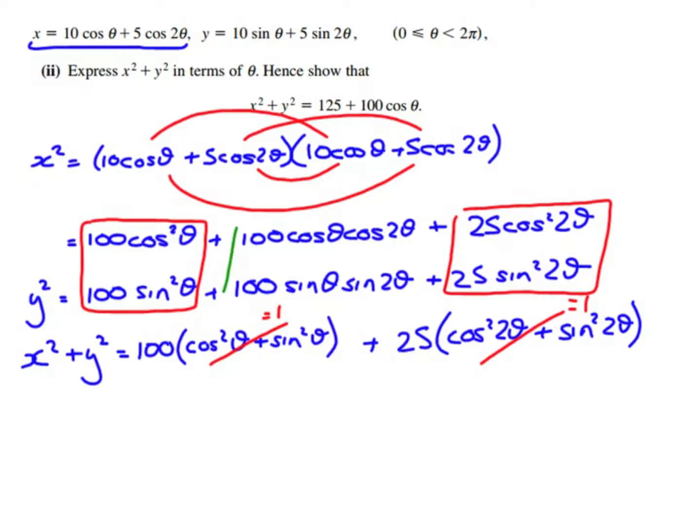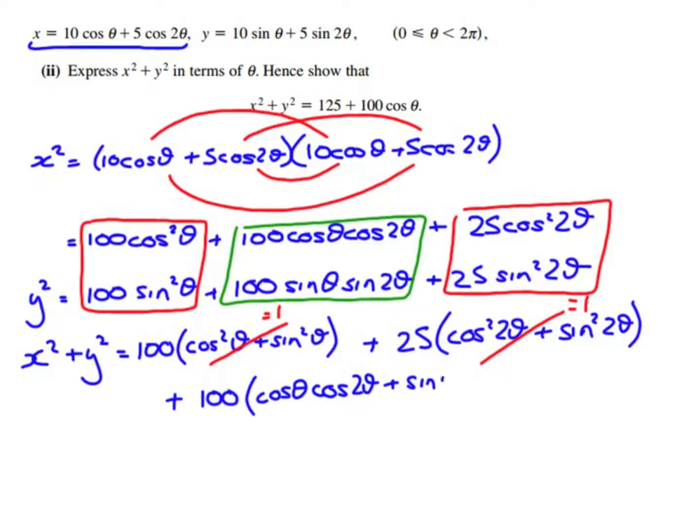We've then got to add in these two terms in the middle. Again, we can take 100 outside of the bracket as a common factor, but we end up with this fairly horrible cos theta cos 2 theta plus sine theta sine 2 theta.